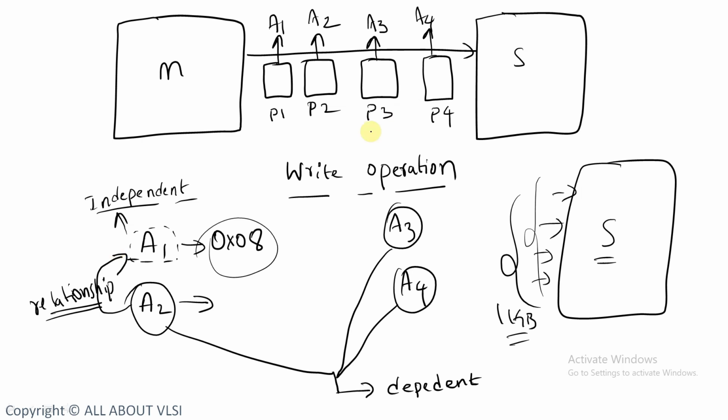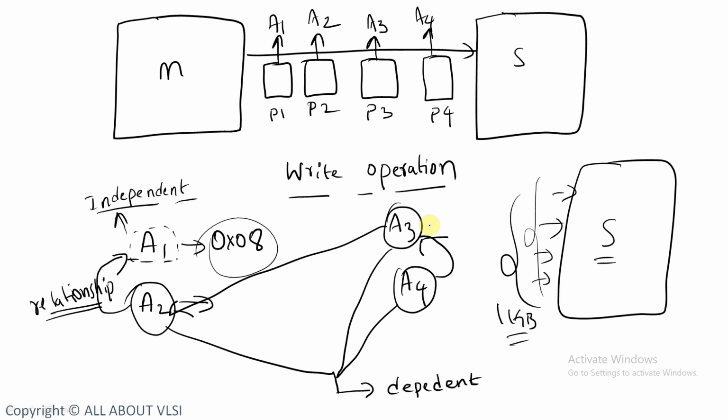And coming to address A3, this is also not taken randomly. This address A3 will have some relationship with your address A2, and address A4 will have some relationship with your address A3. So if you can see, the address A1 is completely new, or it is not dependent upon any other previous addresses. But address A2, address A3, address A4 have some relationships with your previous addresses. So that's why these addresses are sequential in nature.